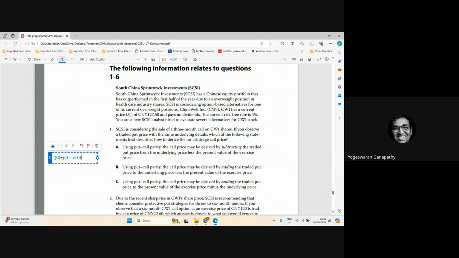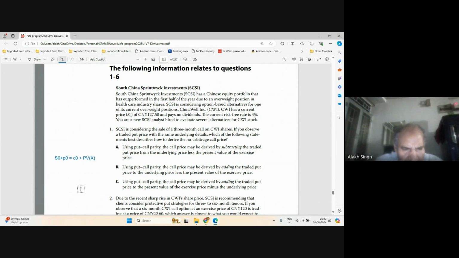Using put-call parity, the call price may be derived by subtracting the traded put price from the underlying price. No, that should be added. Using put-call parity, the call price may be derived by adding the traded put price to the underlying. Yes, sir. Which one did you say, C or A?